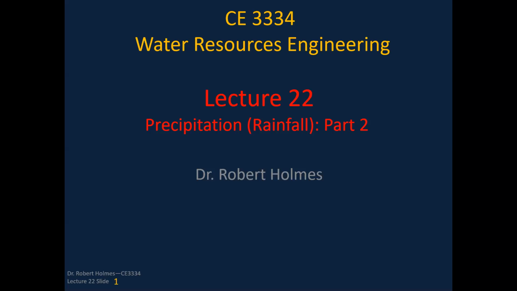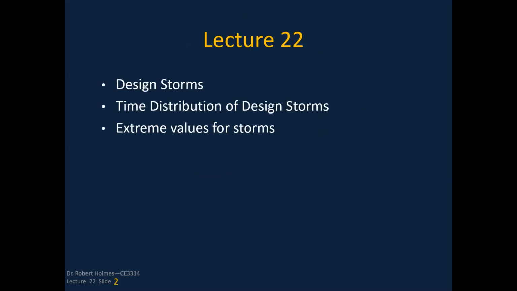Okay, this is lecture 22, and we're going to go into part two of lecture 22. And we're going to be specifically delving into the idea of design storms. And this is going to give you a quantity or a rate of precipitation for various frequencies and durations of rainfall. And then we're going to have to distribute that in time because just knowing a quantity doesn't allow us to do any modeling and understand kind of the rainfall runoff process.